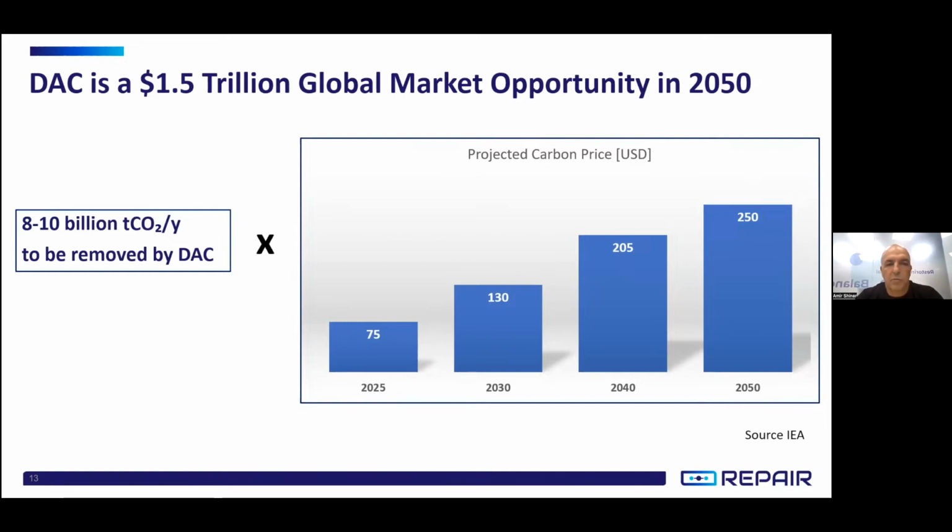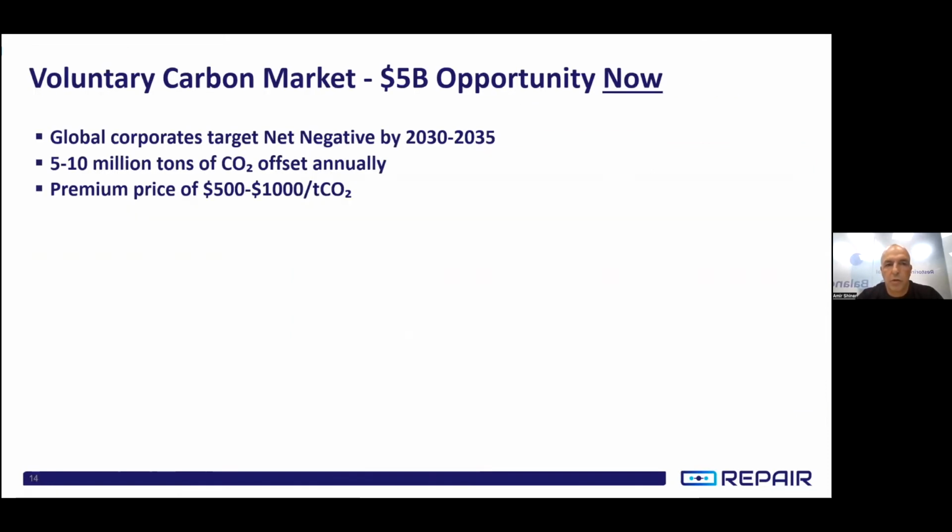Until this market becomes more mature, the main driver of the market today is what's called the voluntary carbon market, with what we estimate is around a $5 billion market opportunity at the moment, where we see global corporates targeting net negative by 2030, 2035, willing to pay premium prices for future offsets.